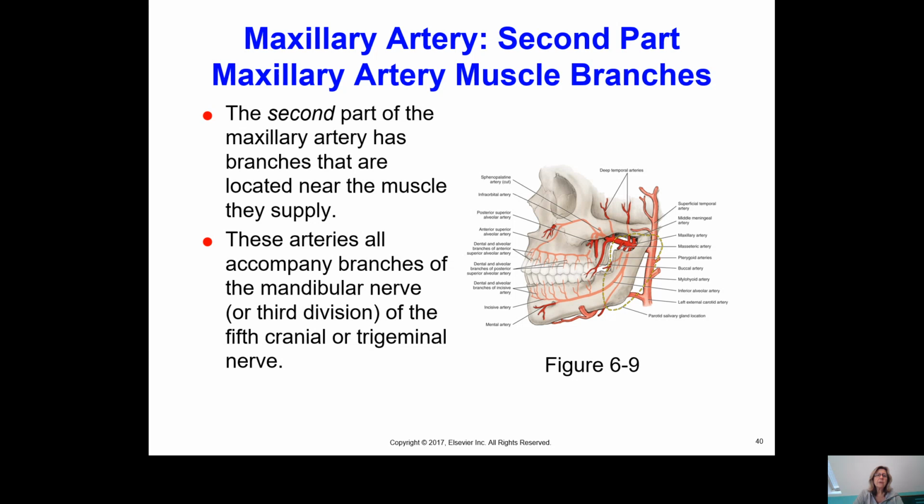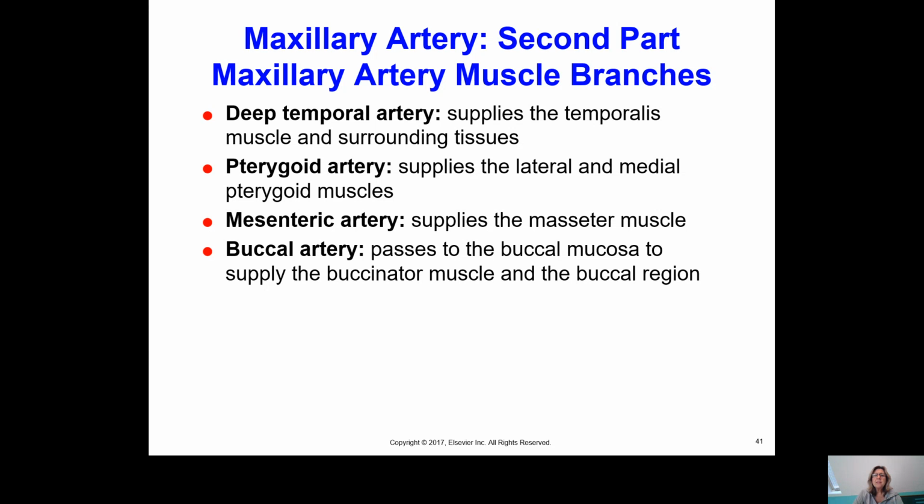The second part of the maxillary artery has the branches that are located near the muscle they supply. These arteries are all accompanied by branches of the mandibular nerve of the fifth cranial, or trigeminal, nerve. So the deep temporal artery supplies the temporalis muscle. The pterygoid artery supplies the lateral and medial pterygoid. The masseteric supplies the masseter, and the buccal passes to the buccal mucosa to supply the buccinator muscle. So they all supply the areas that sound like their name.